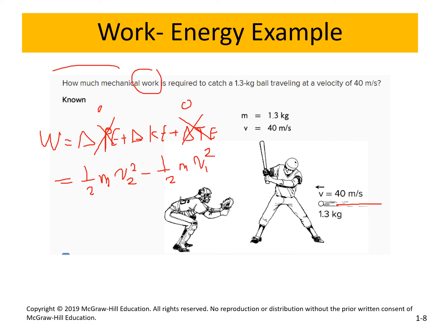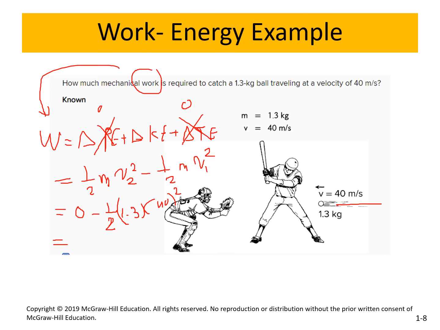So this is what we would like to calculate, right? The work. Now here's what's going to happen. Velocity 2, when the player is holding the ball, what's going to be its velocity? 0, right? Always, because he's stopping it. And that's the question. How much mechanical work is required to catch the ball and stop it? So velocity is 0, minus half, how much is the mass? 1.3 kilograms, right? And you multiply it by the velocity squared, which is 40 squared.